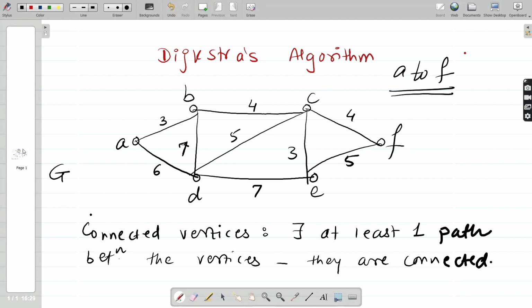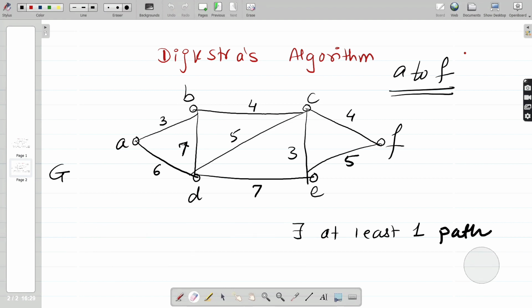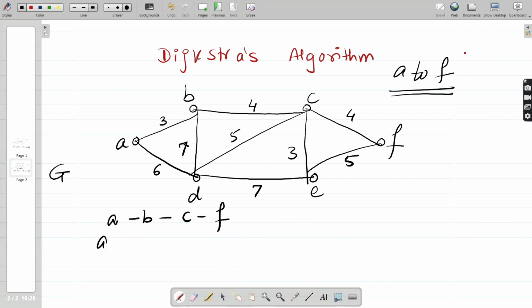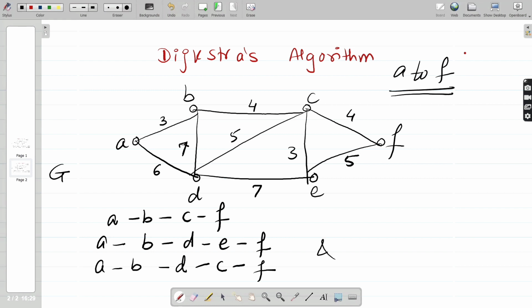You can have a path from A to B, B to C, C to F. You can have a path from A to B, B to D, D to E, E to F. Or A to B, B to D, D to C, C to F. And many more are there, because it has many circuits, so there are many alternative paths available. So one needs to find the shortest path.